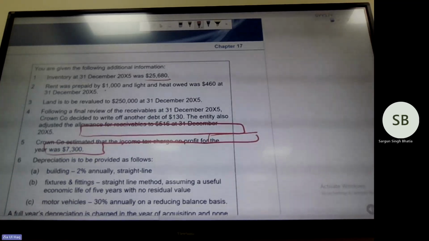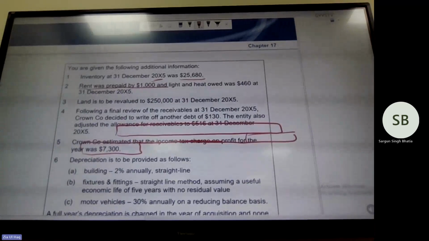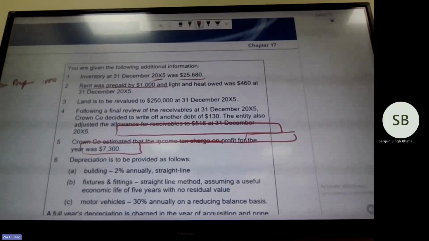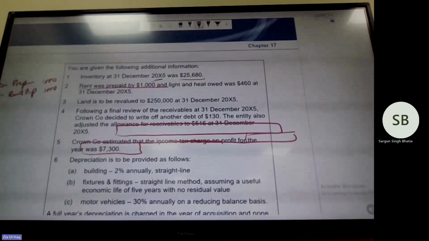Rent was prepaid by 1000. We need to record an entry for this. What could be the entry? Prepaid rent debit, rent expense credit. This means we need to record this as a current asset in the balance sheet, and we need to deduct this from rent expense. For this, the entry will be debit prepayments with 1000, which will be recorded as an asset, and credit rent expense with 1000, meaning this should be deducted from rent expense in the profit and loss account.